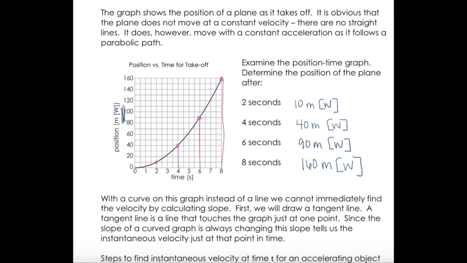So with a curved graph of the line, we can't immediately find the velocity by calculating the slope. First we have to draw a tangent line. Hopefully that term tangent line isn't something new to you. It should be something that you've heard in your math class. The tangent line is a line that touches the graph at just one point. Since the slope of a curved graph is always changing, the slope tells us the instantaneous velocity just at that one point in time, so the slope of that tangent line.